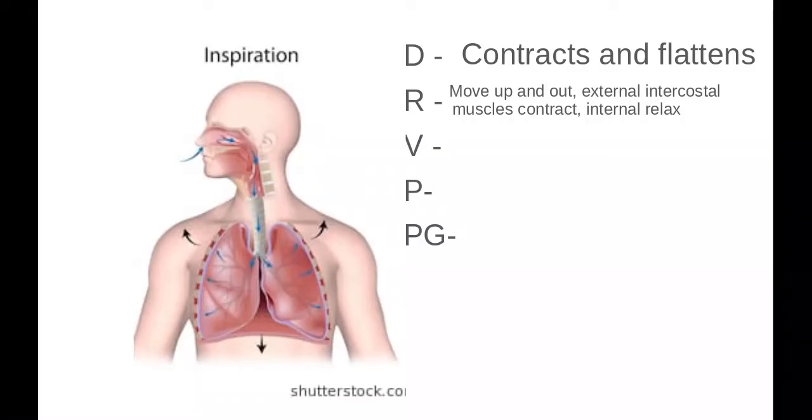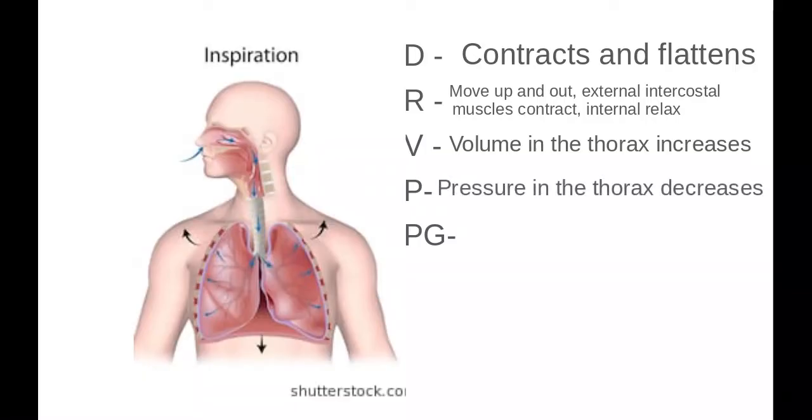Due to these 2 movements of the diaphragm and the rib cage, the volume inside the thorax is going to increase. Due to the volume of the thorax increasing, the pressure inside is going to decrease, and therefore air is going to move into the thorax, into the lungs, along the pressure gradient.